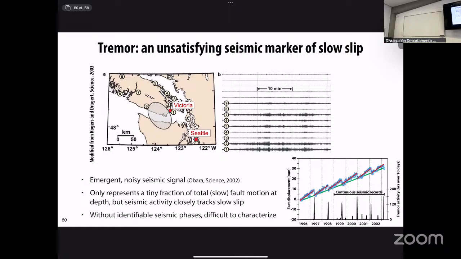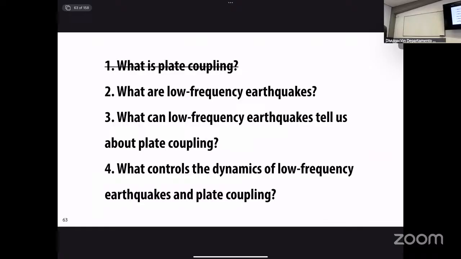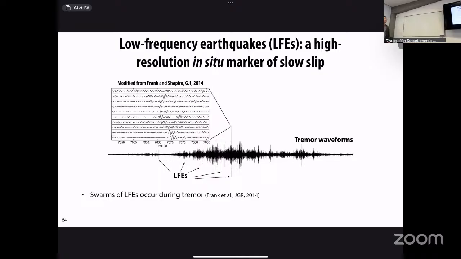But the problem with tremor is that without identifiable seismic phases, it's difficult to characterize and it's a bit frustrating. Thankfully, however, within tremor there are these little discrete seismic events that we'll be spending a lot of time looking at today that are called low-frequency earthquakes. So what you can do is take a tremor waveform over 30 minutes or so, zoom in on one of these big impulsive spikes within it, and look across 10 different seismic stations that are close to it. And you can see this noisy S wave arrive.